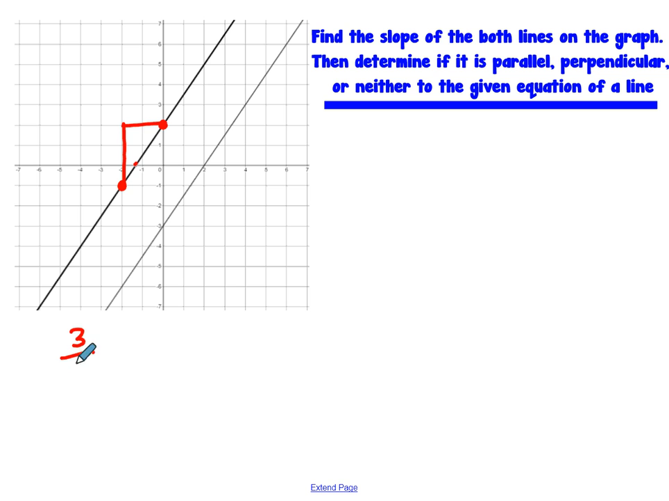I have my other line. I'm going to pick 2 points where they cross the graph nicely. I rise 3, I run 2. So those are my 2 slopes. And fairly easy to see here that they are the same slope. That means that these 2 graphs have to be parallel to each other.